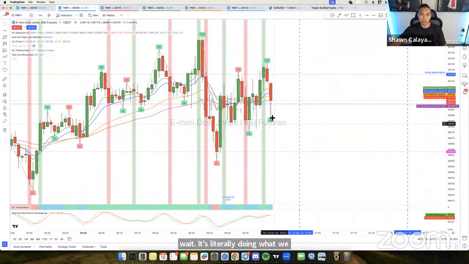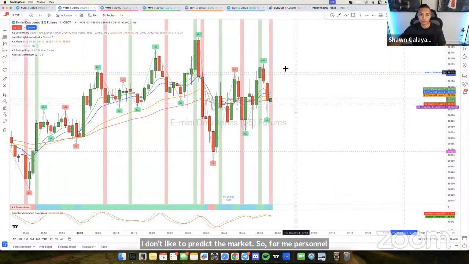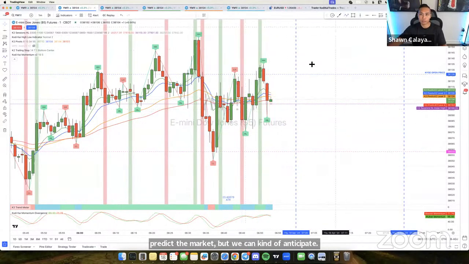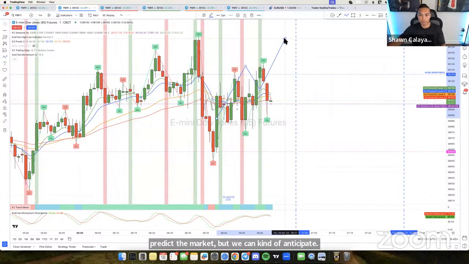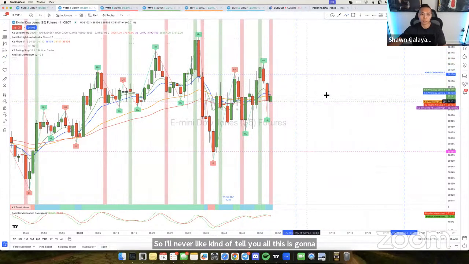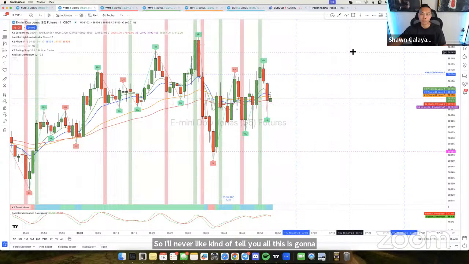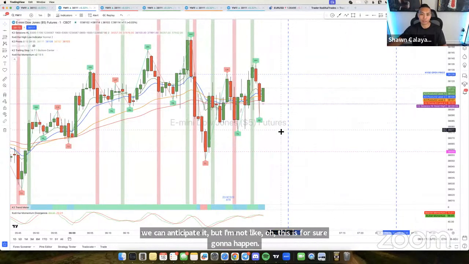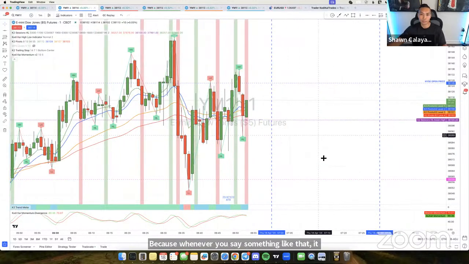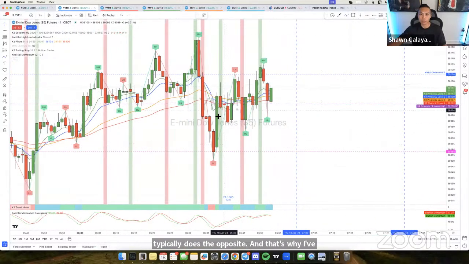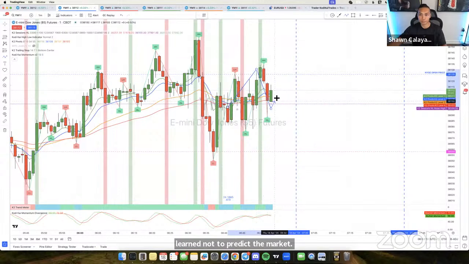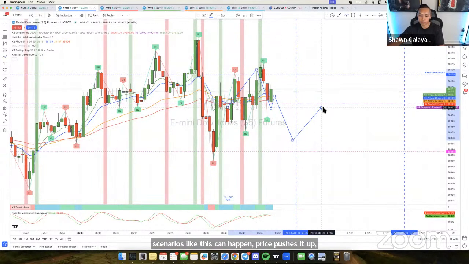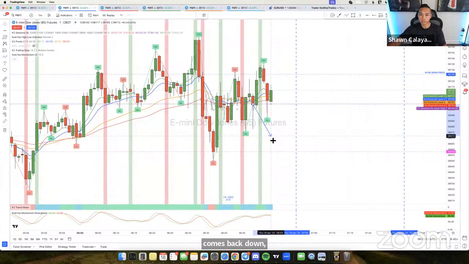I don't like to predict the market. For me personally, I don't predict the market, but we can kind of anticipate. So I'll never tell you, oh, this is going to happen, right? I'll tell you this might happen. We can anticipate it, but I'm not saying this is for sure going to happen. Because whenever you say something like that, it typically does the opposite. That's why I've learned not to predict the market. I just anticipate. I'm like, give me different scenarios. This can happen where price pushes up, comes back down. Or this can happen as well where price pushes down and comes back up.